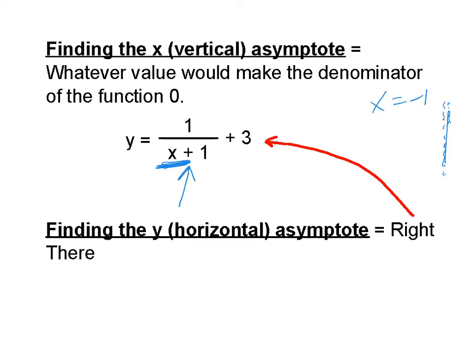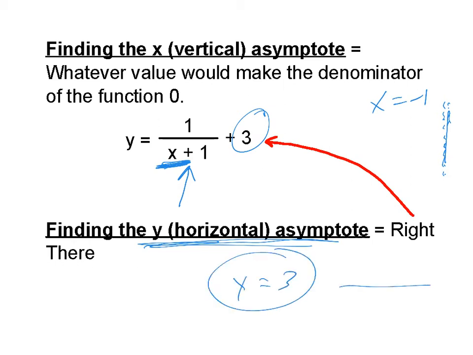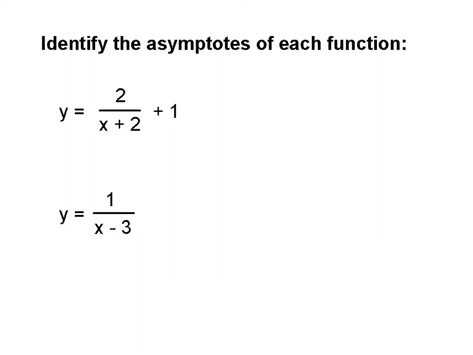The horizontal asymptote or the y asymptote is really easy to find. It's right here. Whatever you're adding or subtracting at the end is considered your horizontal or your y asymptote. So y is 3. That would be our line going this way that our two parts of our graph never touch, our asymptote going horizontally. So can you identify the two asymptotes in each of these functions?